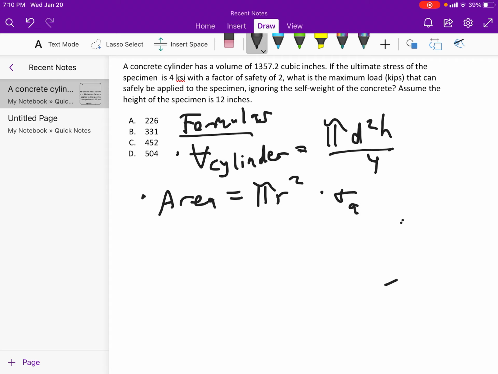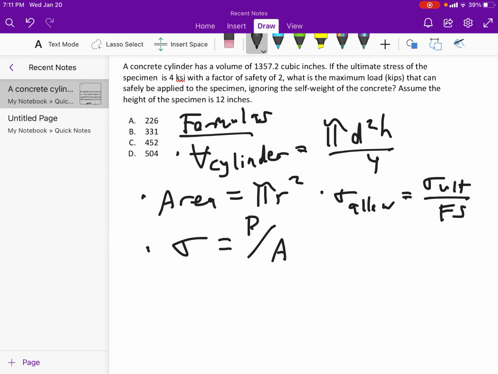And then the allowable stress is going to equal the ultimate stress, I'll try to fix up the handwriting there a little bit, divided by the factor of safety. And then the last formula we need is the stress equals the applied load divided by the cross-sectional area.